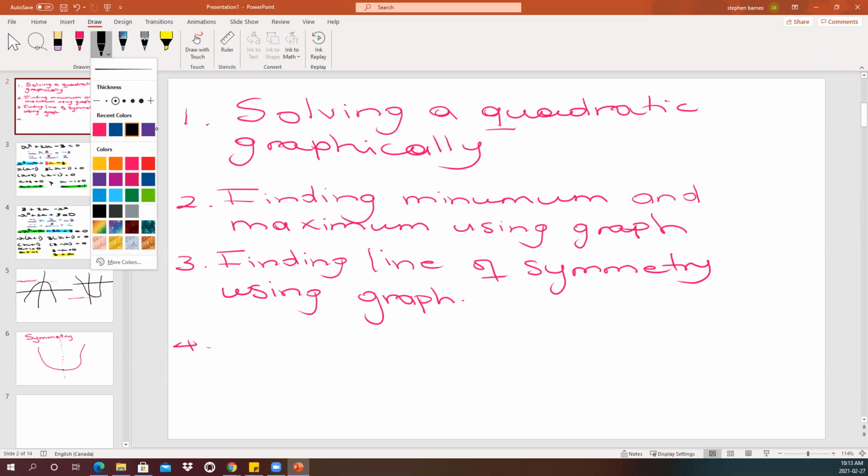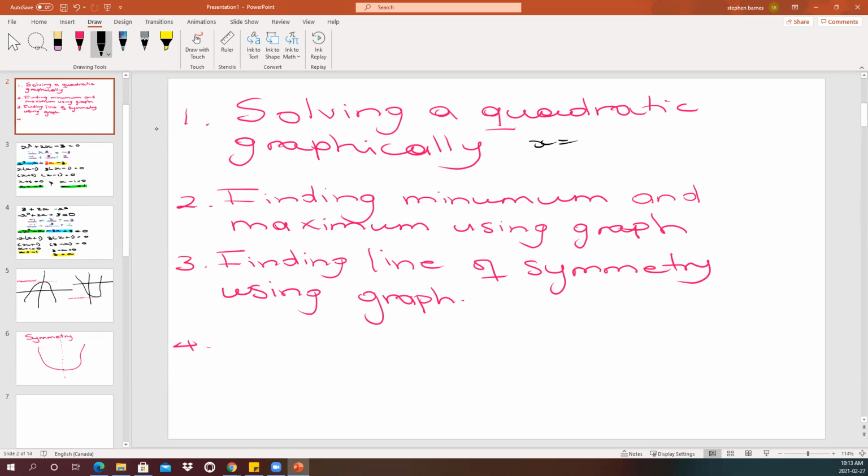So remember we said that for your solution, for your graphical equation, you're going to have 2 x equals values, right? For your maximum or minimum, you're going to have a y equals value. And for your line of symmetry, you're going to have an x equals value. That's how you represent those answers.